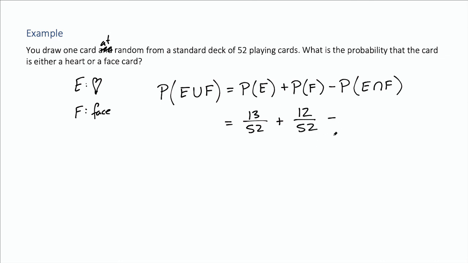And then minus, now we look at the probability that the card I draw satisfies both. What's the probability that it's both a heart and a face card? Well, there are only 3 hearts that are face cards: the Jack of Hearts, the Queen of Hearts, and the King of Hearts. So this is 3 out of 52. Now we just combine these, and they all have the same denominator, so we just add 13 plus 12 minus 3, and that's 22 out of 52. Of course, that reduces to 11 out of 26.